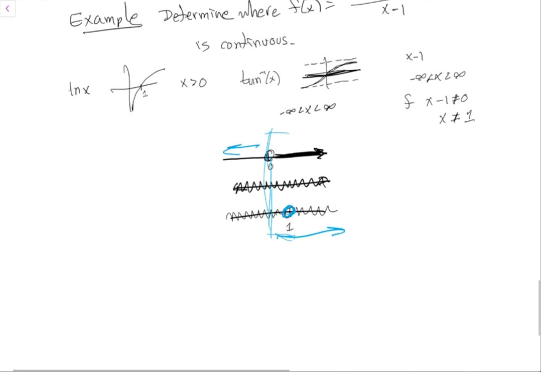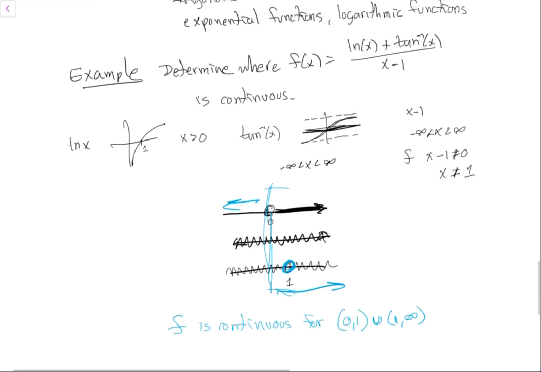So we're going to say f is continuous for, so we can't include 0 and we can't include 1, but for any value between 0 and 1, my function is defined. And then anything greater than 1, so from 1 to infinity.